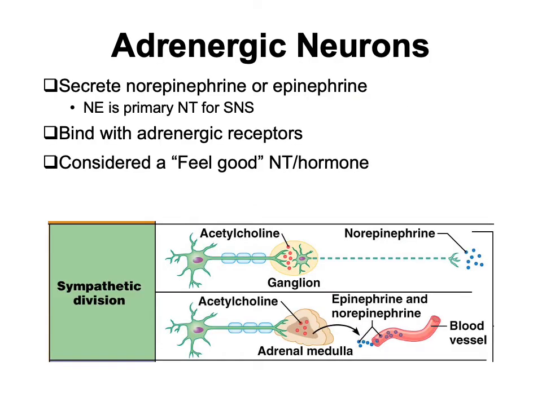Adrenergic neurons secrete norepinephrine or epinephrine. And just to remind you, norepinephrine is the primary neurotransmitter for the sympathetic nervous system. Norepinephrine will bind with adrenergic receptors, and it is considered the feel-good hormone. That's why there are many drugs that will act as agonists to enhance its effects.